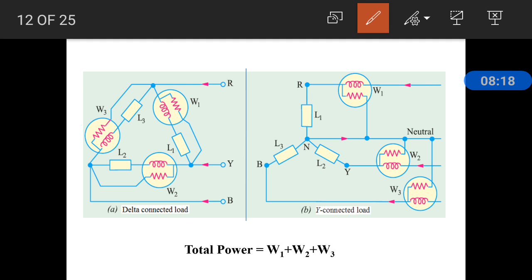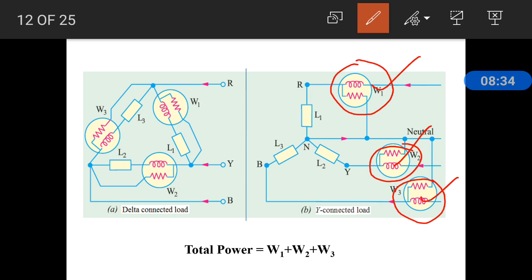the star connected system. Here W1 is connected across line R and neutral, W2 across line Y and neutral, and W3 across line B and neutral. So W1, W2 and W3 give the power in the R phase, Y phase and B phase. Under balanced condition, the total power is W1 plus W2 plus W3. In the unbalanced condition also, the total power is W1 plus W2 plus W3, though the readings may carry different values.